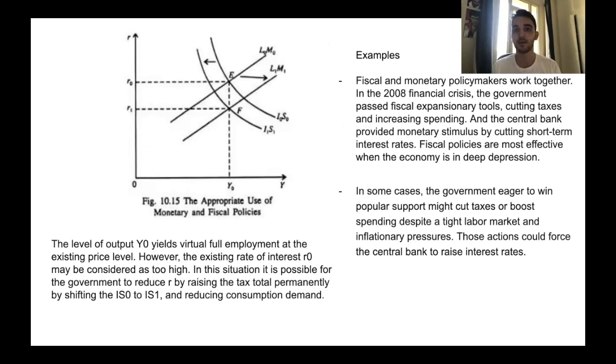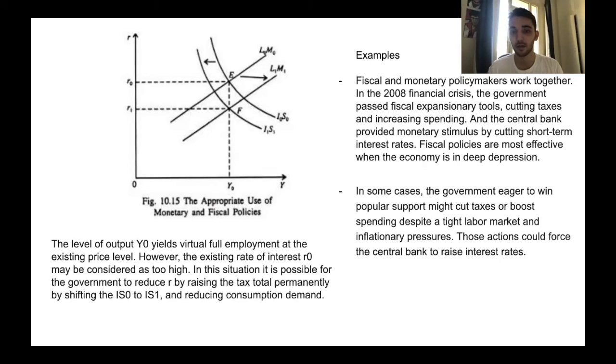An example of this policy mix is the 2008 financial crisis. The government passed fiscal expansionary tools, cutting taxes and increasing spending. Then the central bank provided monetary stimulus by cutting short term interest rates. Fiscal policies are most effective when the economy is in deep depression.